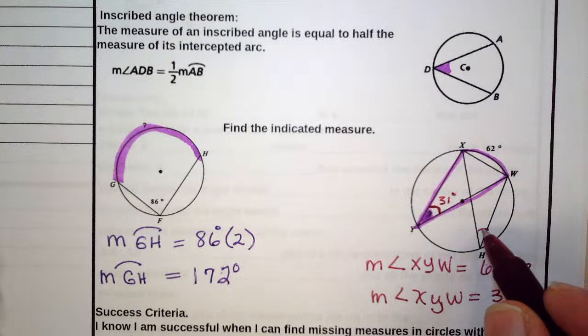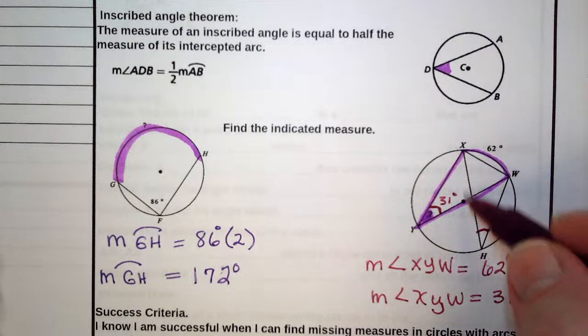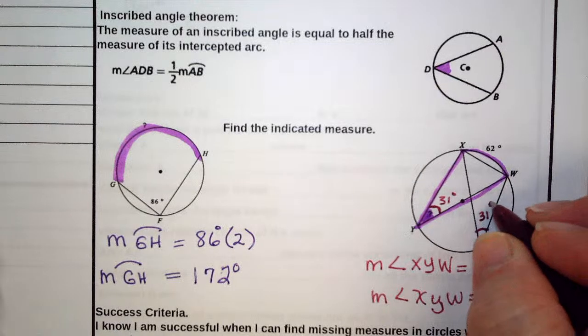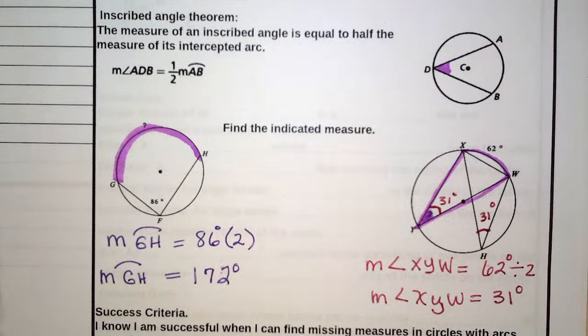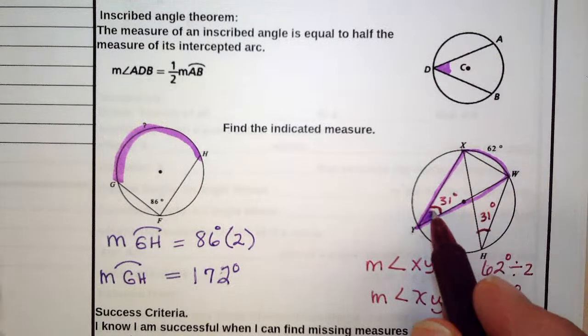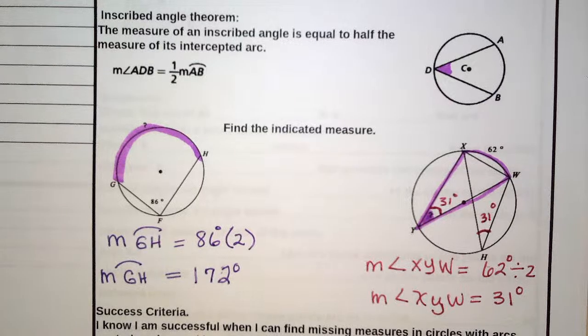Guess what this one is also going to be because they have that same intercepted arc. It's also 31 degrees. Isn't that crazy? It's crazy, but that's the way it works. They have that same intercepted arc, so these 2 angles are congruent.